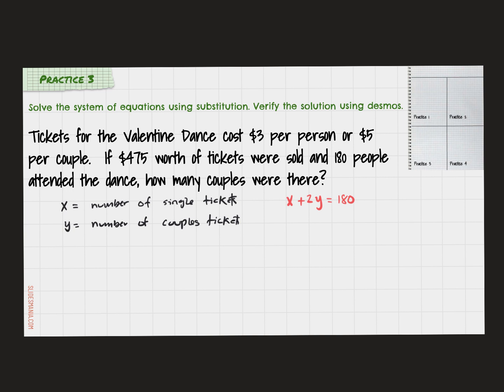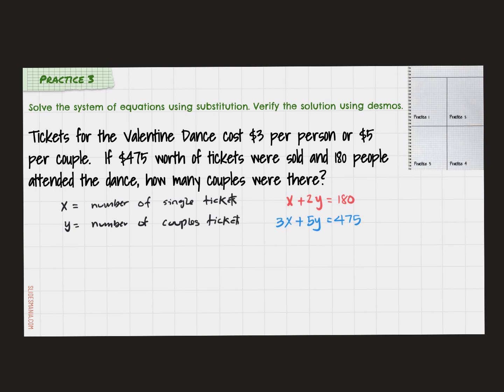Then your second equation is going to be based on the cost. We know that the number of single tickets is going to be 3x plus the couple tickets 5y, which is equal to 475. This one is talking about the total amount of money that was made.